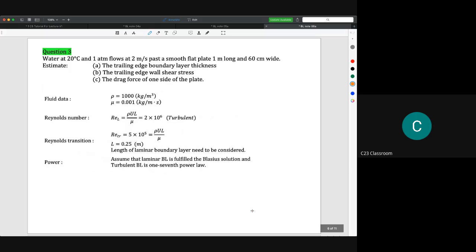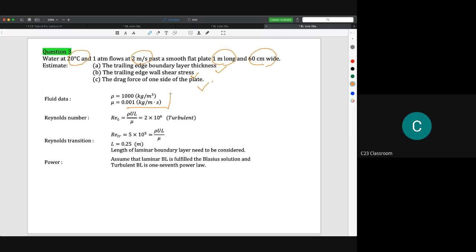Okay, so let's say for question number 3, we have water at 20 degrees Celsius, 1 atm, flowing at 2 meters per second past a smooth flat plate, 1 meter long and 60 meters wide. What is the trailing edge boundary layer thickness? What is the trailing edge wall shear stress? And what is the drag force on one side of the plate? And then this is the data.